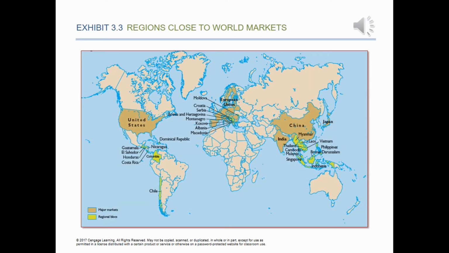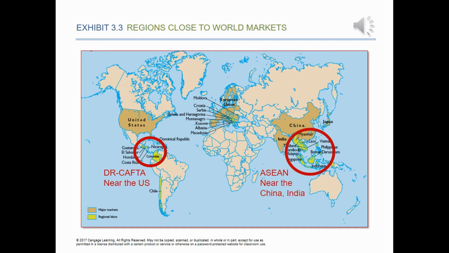The following exhibits will represent the economic geography of integration. This shows regions close to world markets, which are the most advantageous. So market access is essential for economic growth, and proximity to major world markets is an asset for just-in-time production and when exporting perishable goods. So regional trading blocs that are close to world markets, such as the North American Free Trade Agreement or the NAFTA, the Dominican Republic Central America Free Trade Agreement, as you can see here in the map, they are very close to the United States, to China, to India.